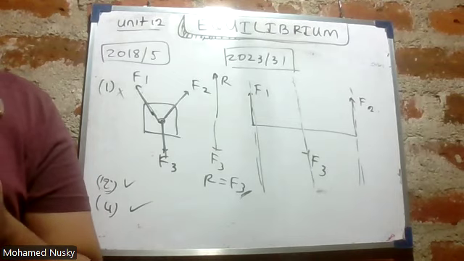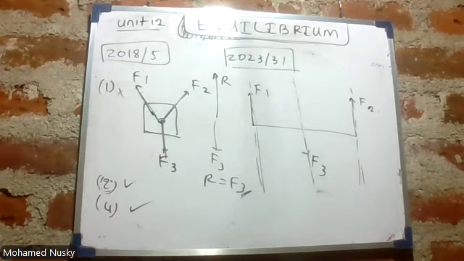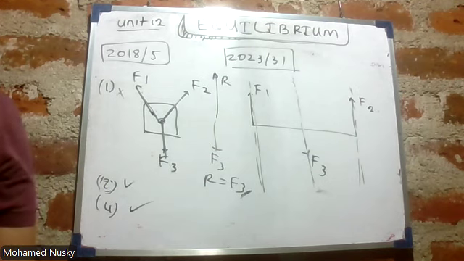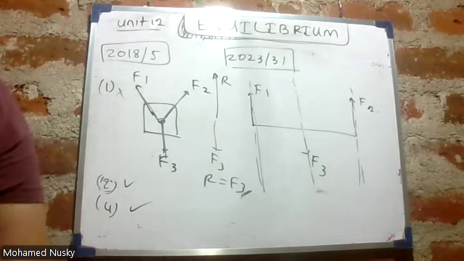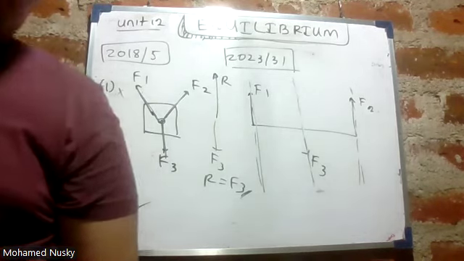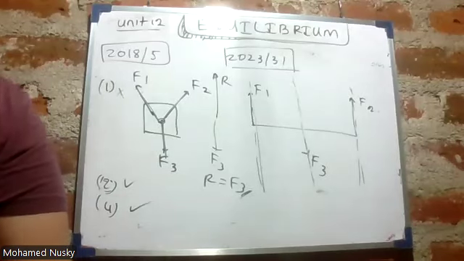2023, 31st question. Figures A, B, and C show how coplanar forces are applied on three rectangular sheets. Of the above, which sheets are in equilibrium?